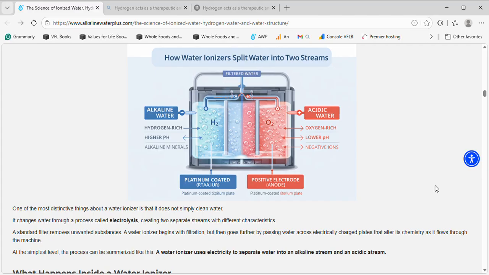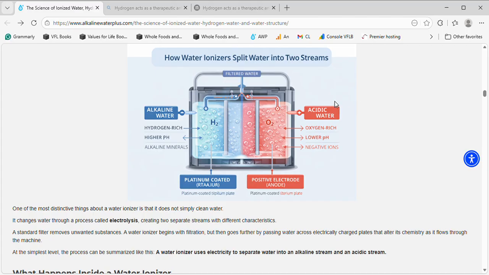A standard filter removes unwanted substances. A water ionizer begins that way with good filtration, but then goes further by passing water that's already been filtered across electrically charged plates that alter its chemistry as it flows through the machine.